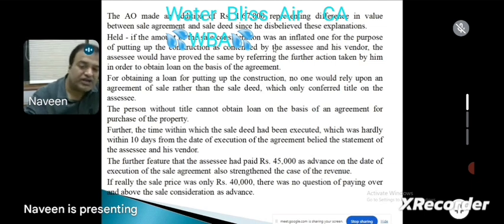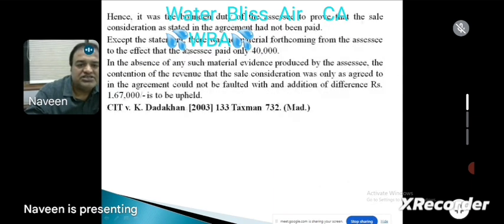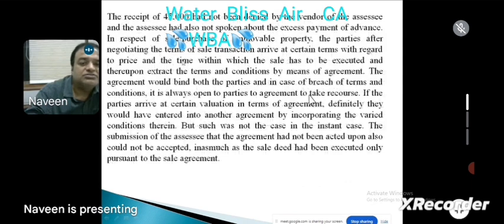If really the sale price was only 40,000, there was no question of paying over and above the sale consideration in advance. Therefore, the receipt of 45,000 has not been denied by the vendor of the assessee, and the assessee had also not spoken about the excess payment of the advance. In respect of sale and purchase of immovable property, the parties, after negotiating the terms of the sale transaction, arrive at certain terms with regard to price and the time within which the sale has to be executed, and thereupon extract the terms and conditions by means of an agreement. The agreement would bind both the parties, and in case of breach of terms and conditions, it is always open to the parties to the agreement to take recourse. If the parties arrive at a certain valuation different from the agreement, definitely they would have entered into another agreement incorporating the very different terms. But that was not the case in this instant case.